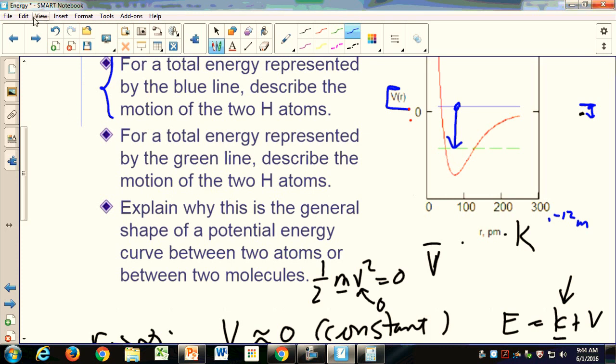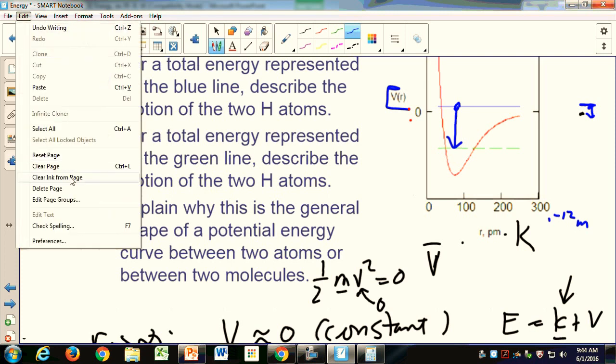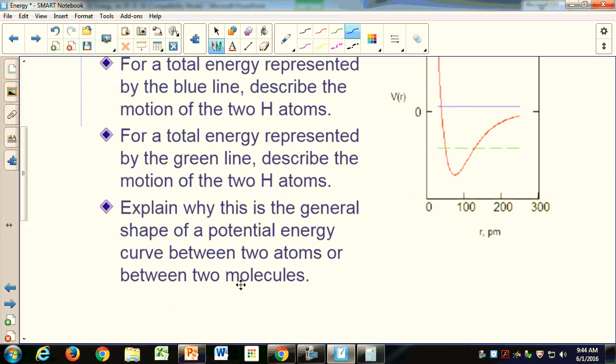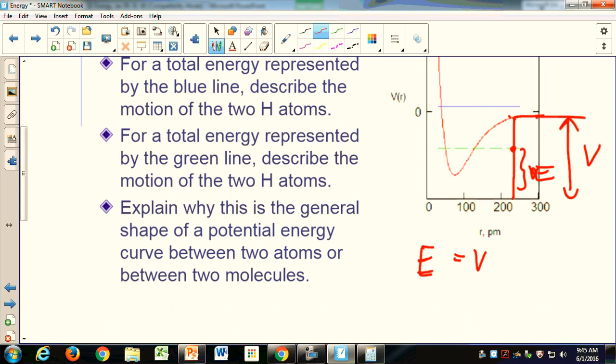Well, if the total energy is represented by the green line, first of all, if this is the total energy, is it possible for them to be separated by this distance? Well, let's take a look at this. This is my potential energy. I'm sorry, that's my total energy, right? The green line is my total energy. And my potential energy is this one, right?